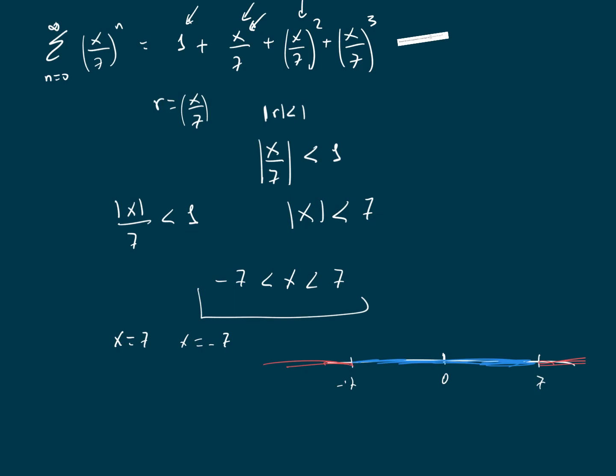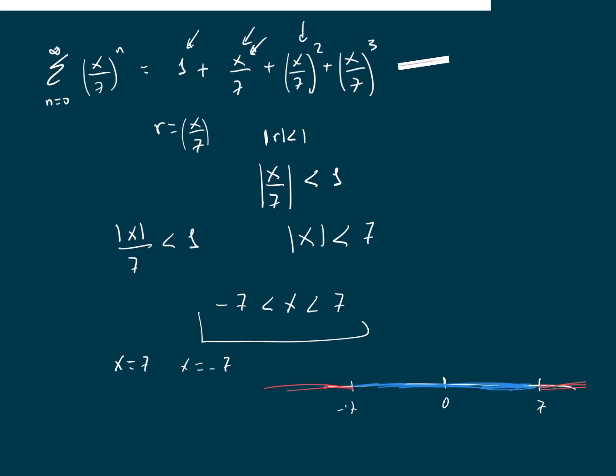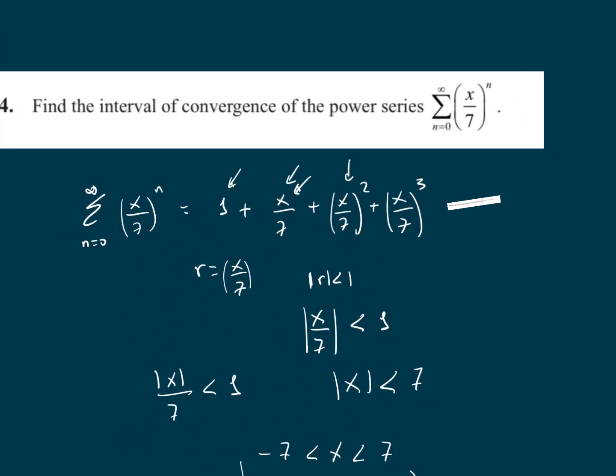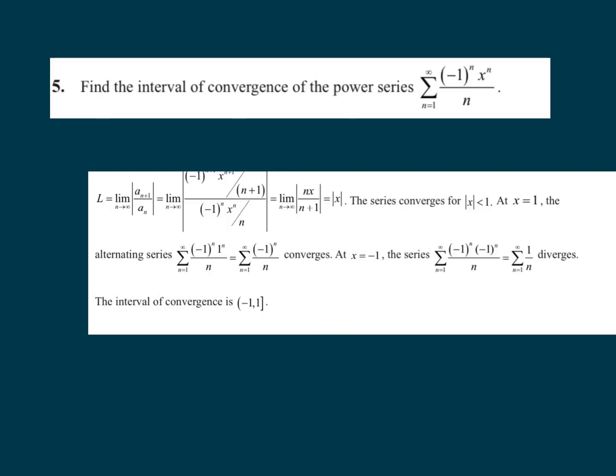So it converges on this interval and diverges outside the interval. This is the solution. Problem 5 says: find the interval of convergence of this alternating series, (-1)^n x^n divided by n. It looks like the alternating harmonic series.